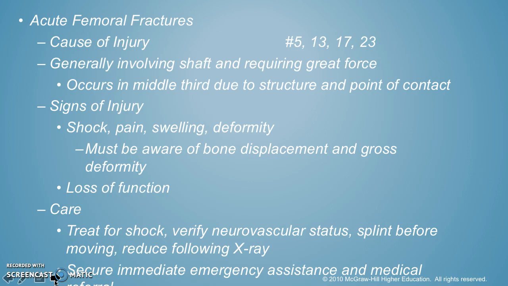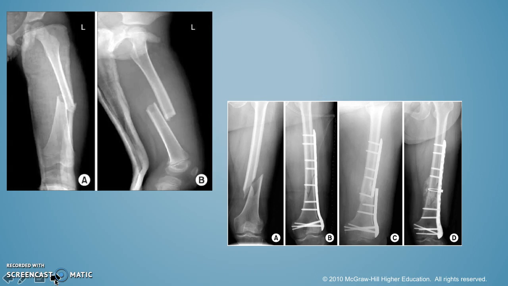And the very first thing you've got to do, because this is a medical emergency because of the shock, you've got to treat for the shock. You've got to verify that their nerves and their vessels are still moving, and then you've got to splint them prior to moving them. And then you're going to want to call 911 for somebody with a fractured femur. Here are some images. You can see this one just broke straight across. This one's more of a spiral fracture right here.